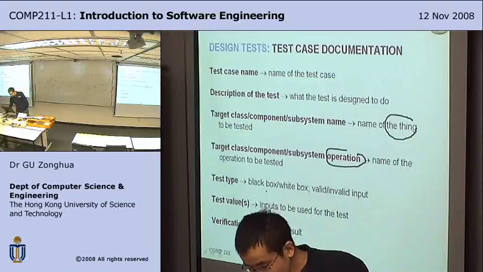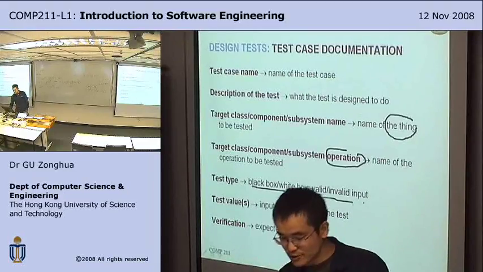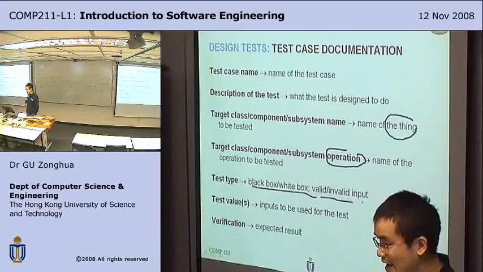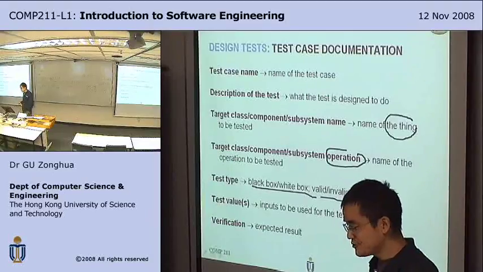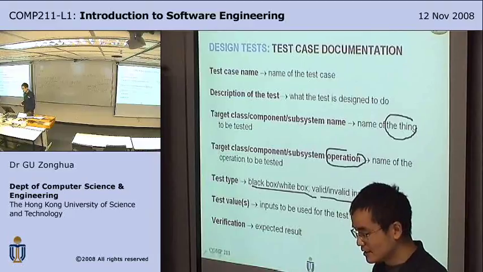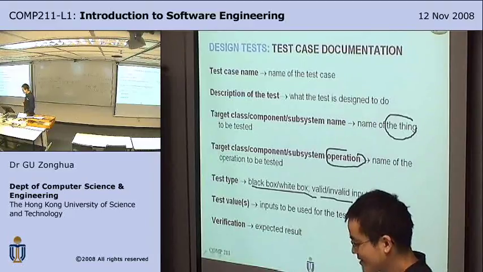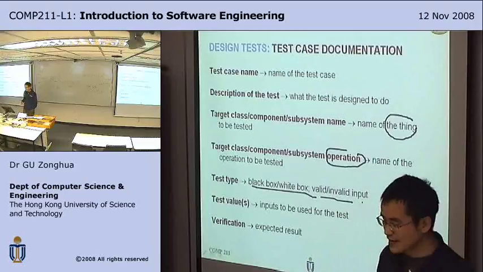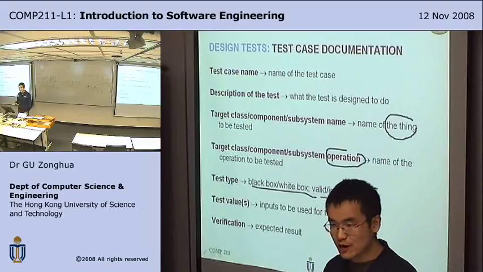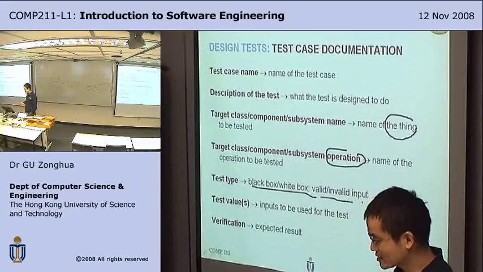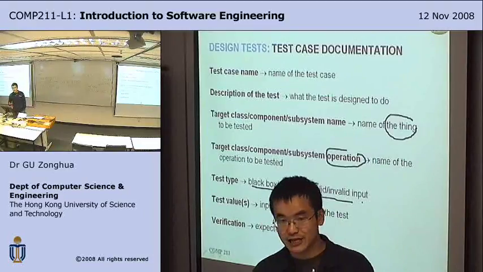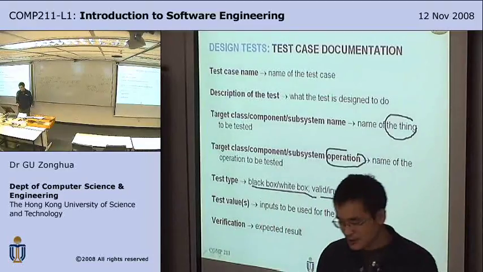Test type: white box or black box. Valid or invalid input. Some tests are designed so that you pass valid input and get back a valid output. Some tests are designed so you pass invalid input and see how the program behaves. If the program crashes, of course that's a failure. Ideally, this program should tell you that it's an invalid input.